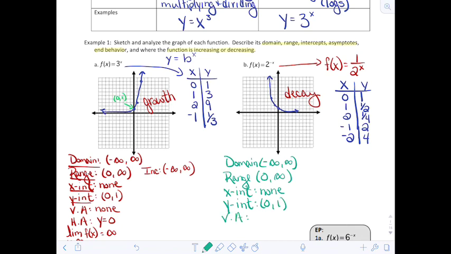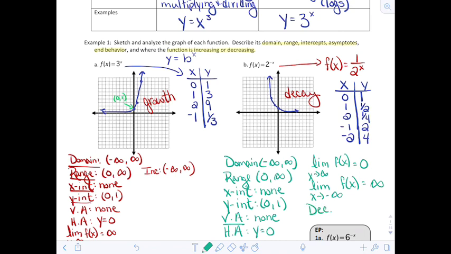Vertical asymptote, there is not one. Nothing will make it undefined. Horizontal asymptote is still y equals 0, or the x-axis. As we look at this limit, as x approaches infinity of f of x, it is 0. And the limit as x approaches negative infinity of f of x is infinity. And then last but not least, this is decreasing over the entire function, so from negative infinity to infinity. So there are a couple parent functions and their characteristics.